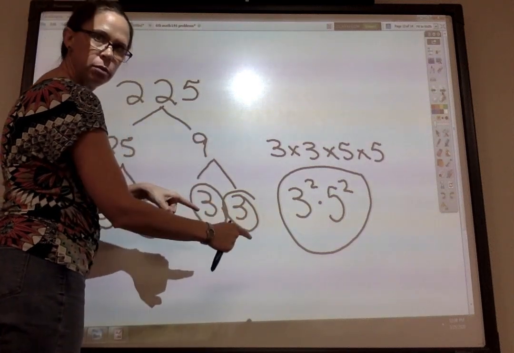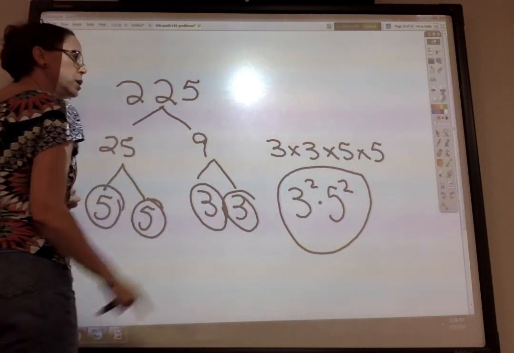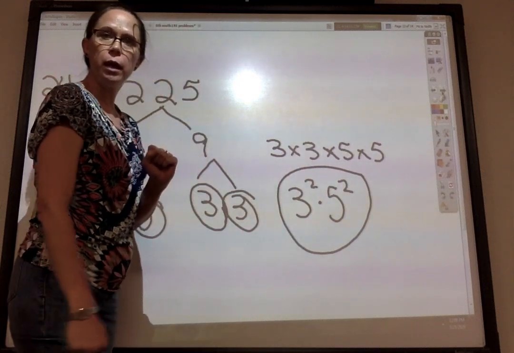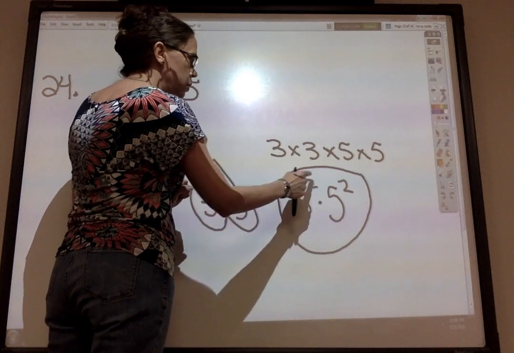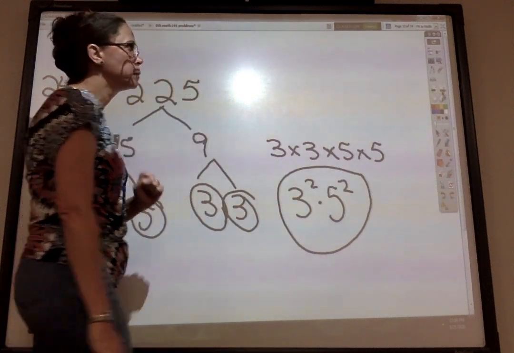9 becomes 3 times 3. Those are both prime, so I can stop there. So my prime factorization is 3 times 3 times 5 times 5. But they want the answer written with exponents. So this turns into 3 squared times 5 squared is my final answer.